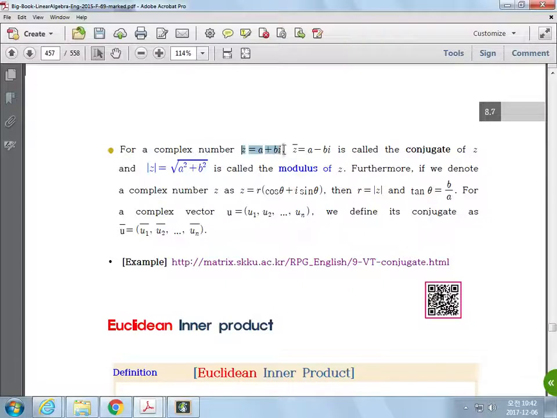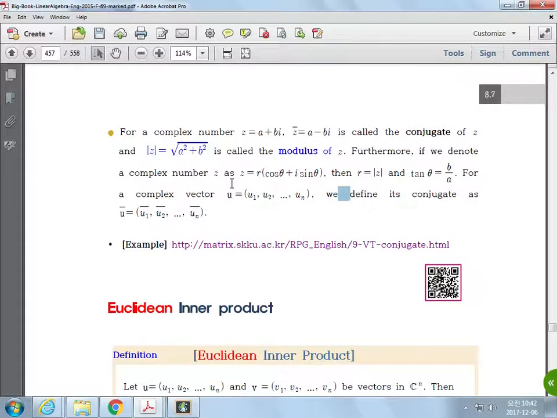And for the complex number z equal to a plus bi, z bar is the conjugate, so it should be a minus bi. And the absolute value of z is defined as the square root of a squared plus b squared, which are real numbers. a and b are real numbers, and z is a complex number. We call it the modulus of the complex number z. And this complex number can be written as z equal to r times cosine theta plus i sine theta. This equation is called Euler's equation. And r is equal to the modulus of the complex number z, and tangent theta is equal to b over a. This is what you have learned in the high school years. Okay.